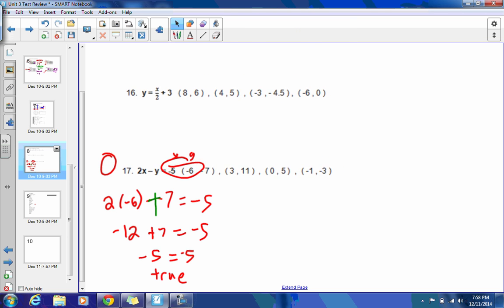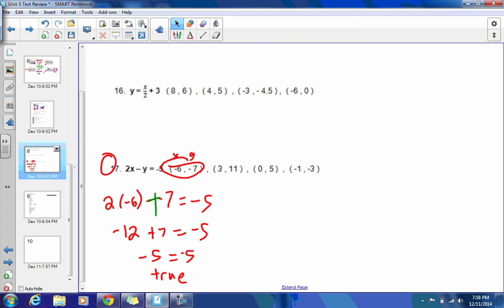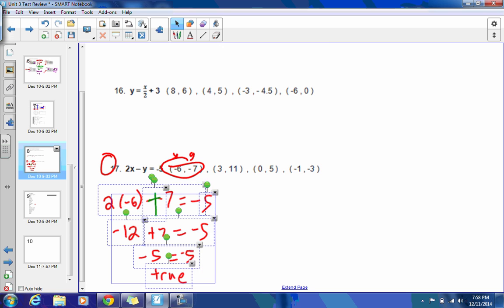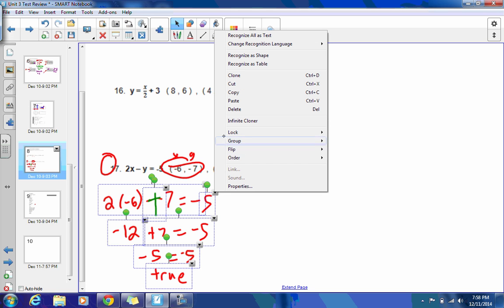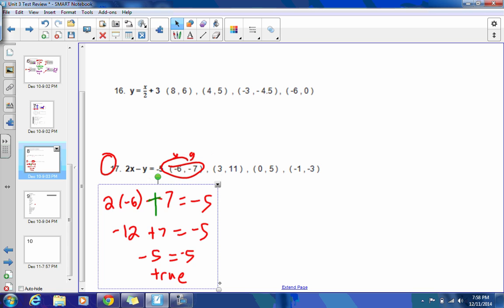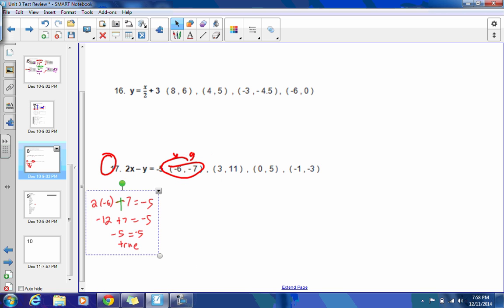Now you do the same exact work with the other 3, only you plug in the appropriate points. And I'll tell you what the solution set is. The ones that are good are the solution set.